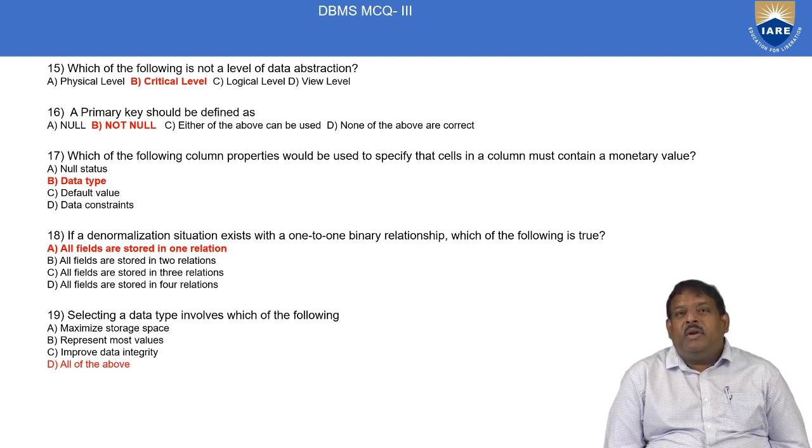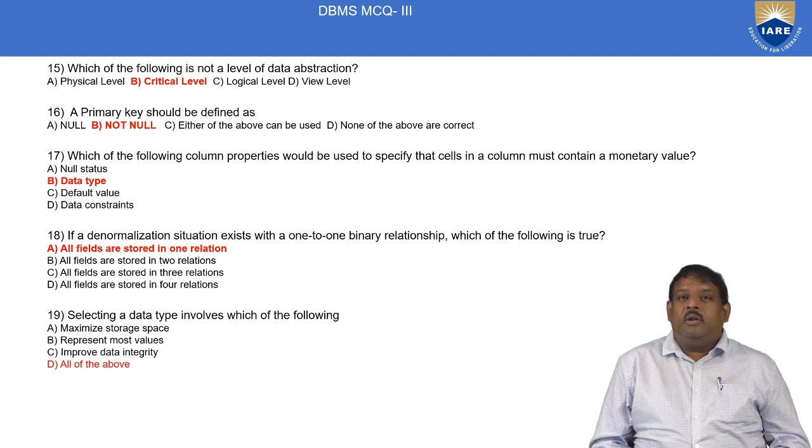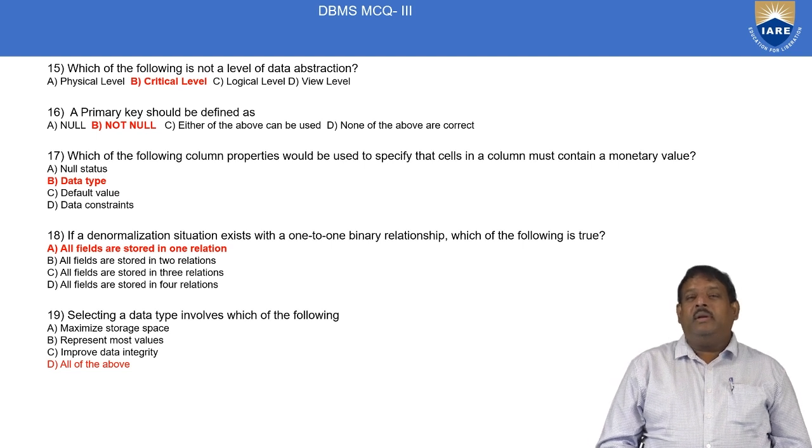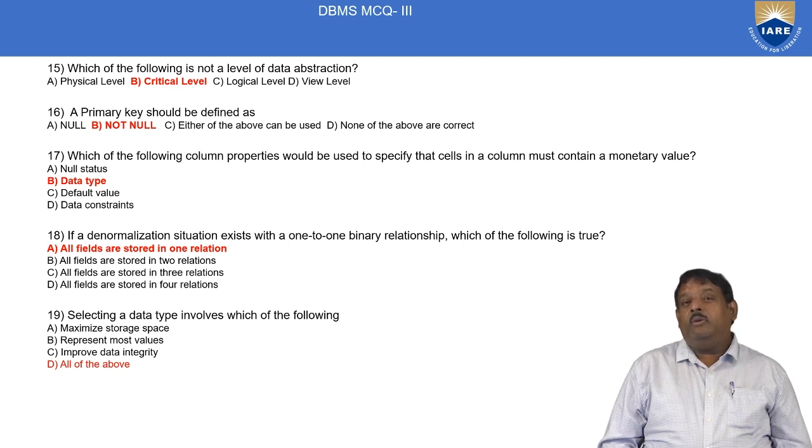Next, here is the question about the primary key. A primary key should be defined as null, not null, either of the above, or none of the above. We know that a primary key is a unique identifier and it will not accept null values. So when we try to create a primary key, the column should be not null because a primary key will not accept null values. Automatically, when you create a primary key, it will by default be not null, and also the values will not be repeated.